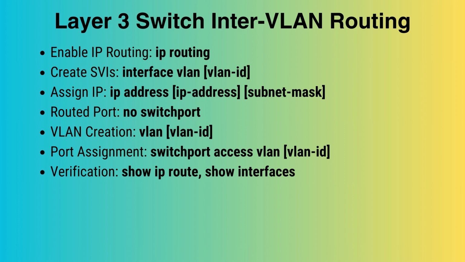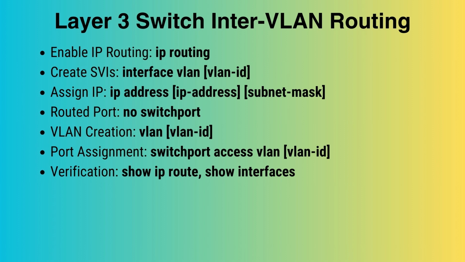Next, create SVIs for each VLAN. An SVI is a virtual interface associated with the VLAN. For example, interface vlan 10 creates an SVI for VLAN 10. Assign an IP address to each SVI, such as ip address 192.168.10.1 with subnet mask 255.255.255.0, which serves as the default gateway for devices in that VLAN.